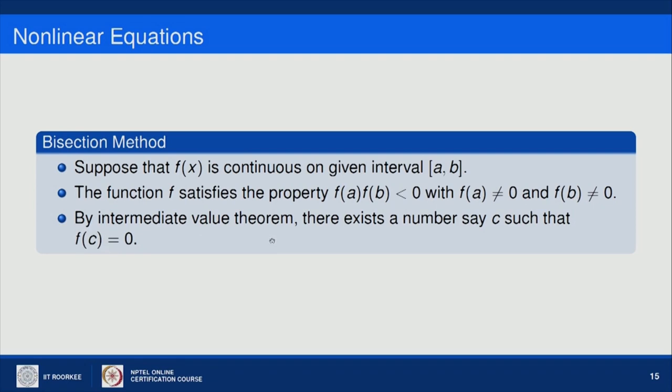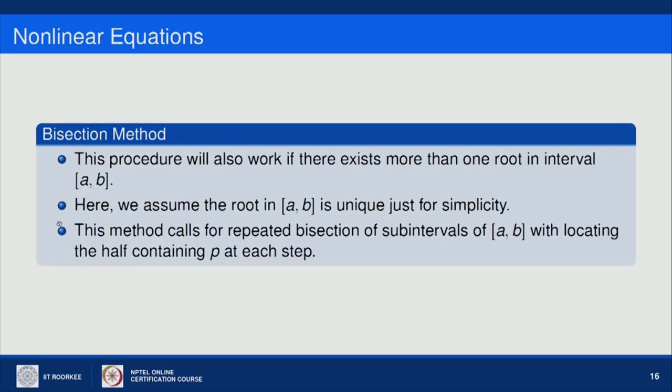we can see there exists a c, or a root, between a and b such that f(c) equals 0. This procedure will also work if there exist more than one root in the interval [a, b]. Here we assume that the root in [a, b] is unique, just for simplicity. This method calls for repeated bisection of subintervals of [a, b], locating the half containing p at each step. So, geometrically, how will this method work?